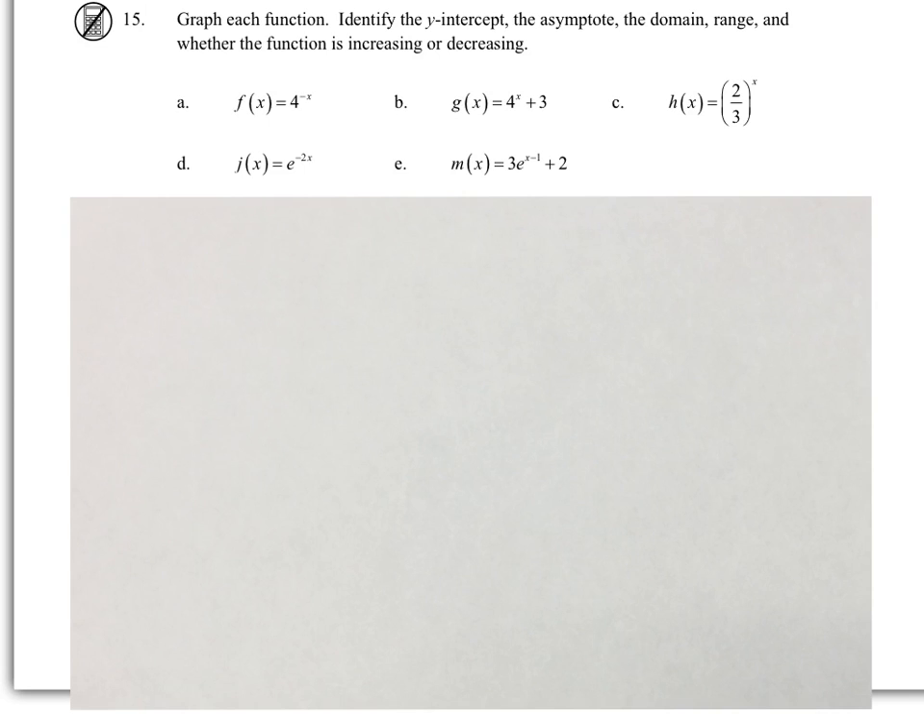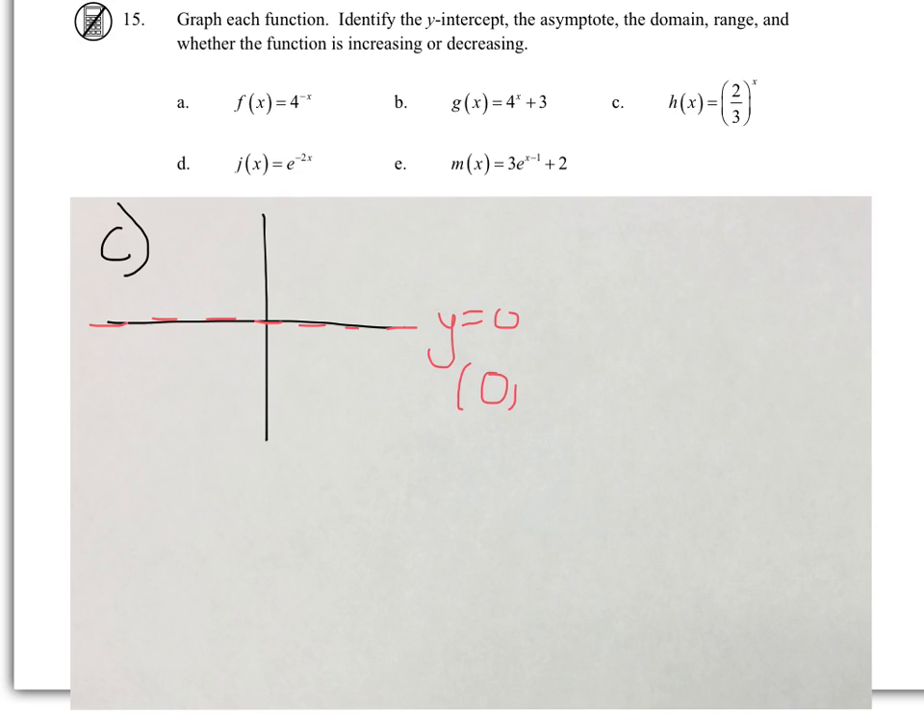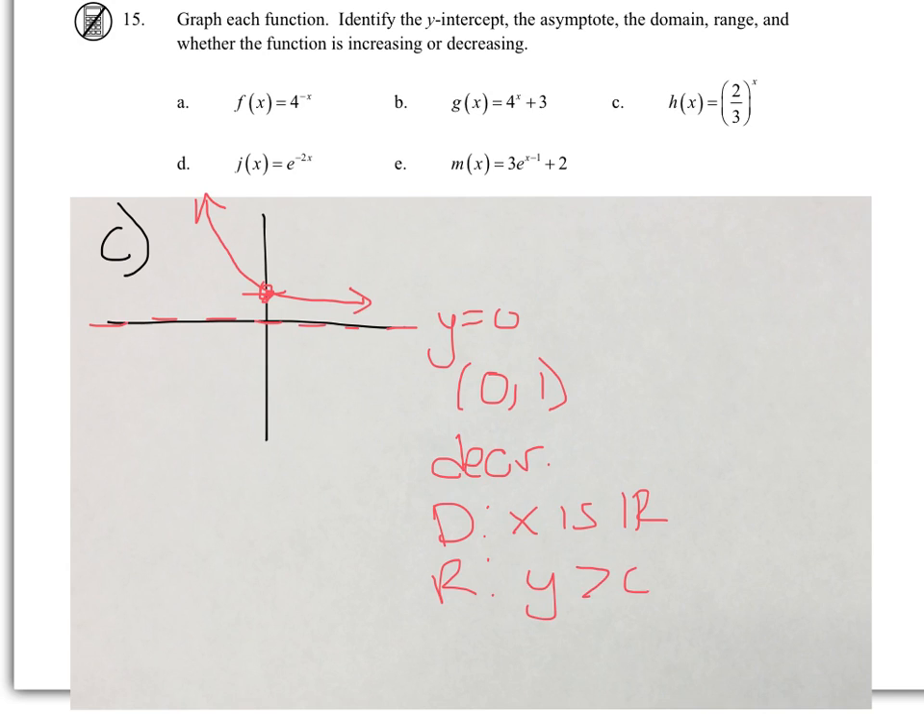Now for C, our horizontal asymptote is at y equals 0. When we plug in 0, we're going to get 1. The base is 2/3, which is less than 1, so it's decreasing or exponential decay. The domain, x is all reals, and the range, y is greater than 0.